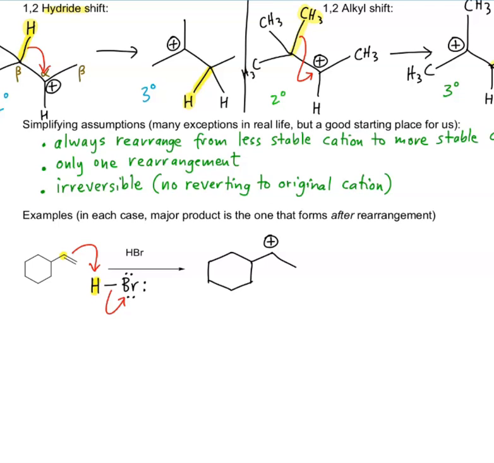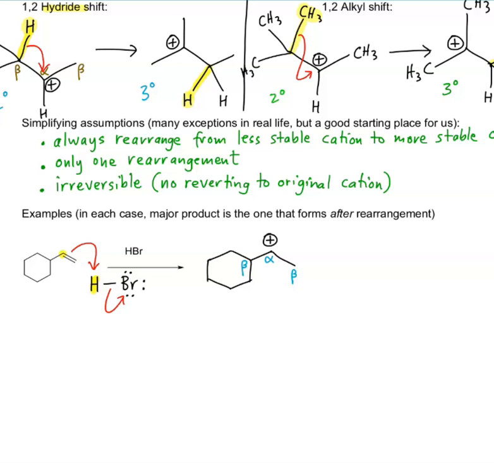Now let's label alphas and betas. The one with the positive charge is the alpha. One bond away are beta carbons. Okay, if we were to move something from the beta carbon on the right, that would be a hydrogen, so it would be a hydride shift. And the positive charge would end up on the carbon on the far right. Now what we're starting out with is a secondary carbocation. But if we pulled a hydrogen from the beta carbon on the right, we would end up with a primary cation. So we don't want to do that.